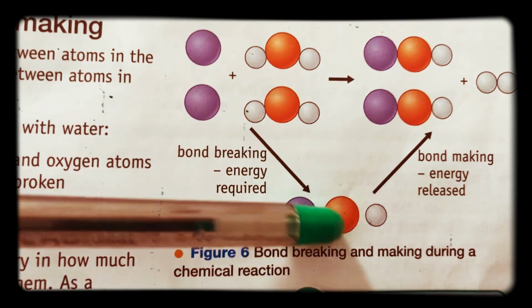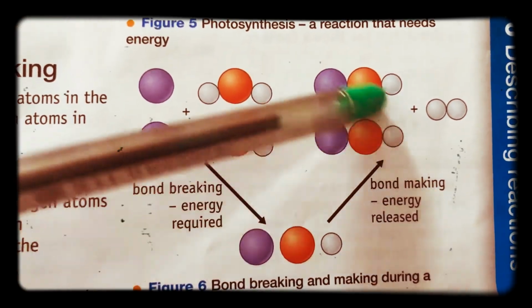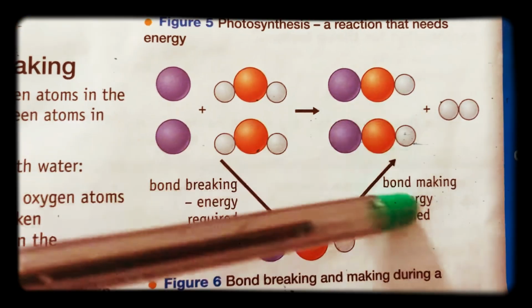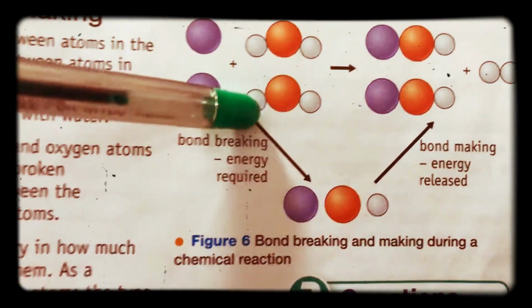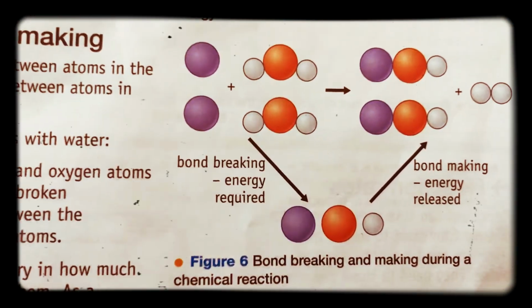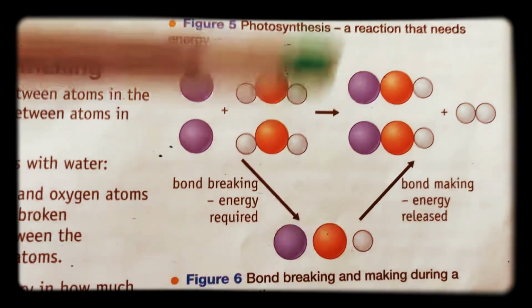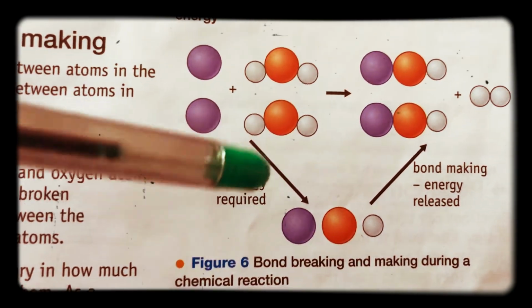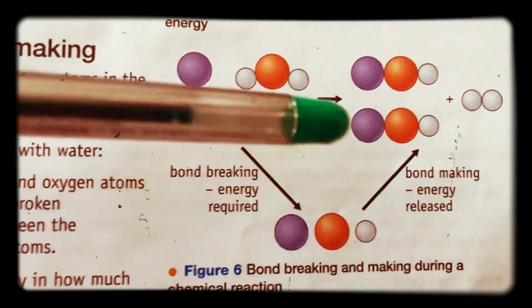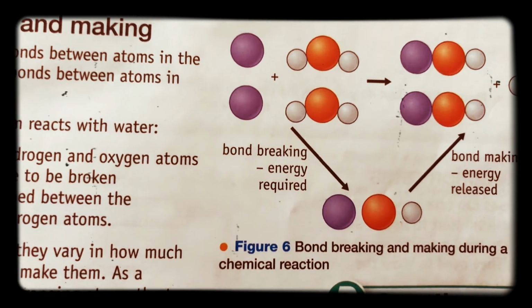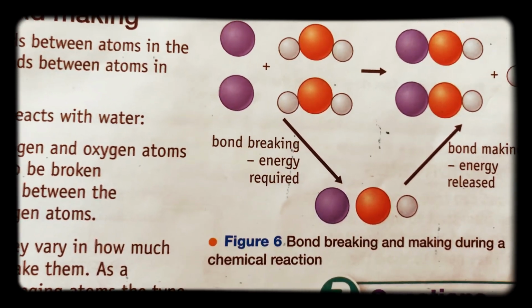If your energy required is less than your energy released, that means overall you will be releasing energy. You'll use some of that energy to pay for the bond breaking, but you will get a total energy that is being released. So that would be the pattern we see with exothermic chemical reactions.